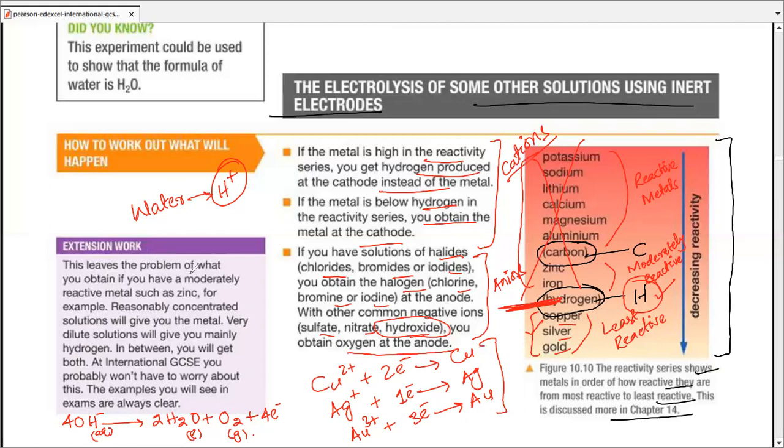This leaves the problem of a moderately reactive element such as zinc. Reasonable concentration can give you the metal, but dilute solutions will mainly give hydrogen. At this level, international IGCSE, you don't have to worry about these examples because they're not a part of exams. Even if they do appear, giving hydrogen as a product will get you complete marks.